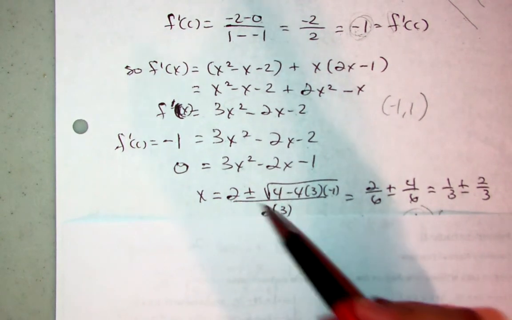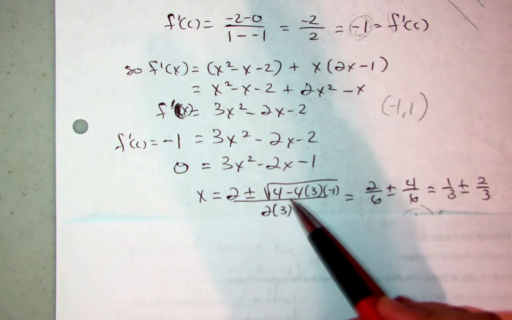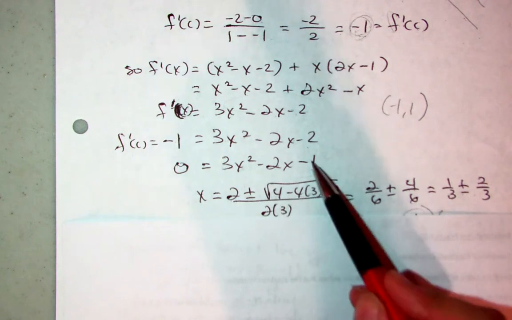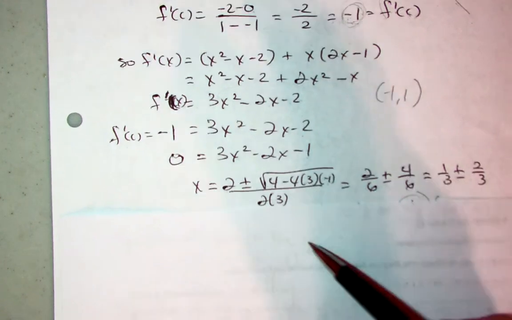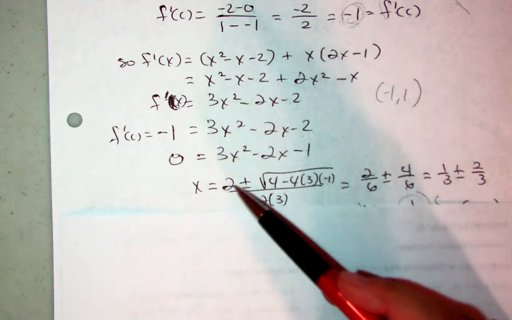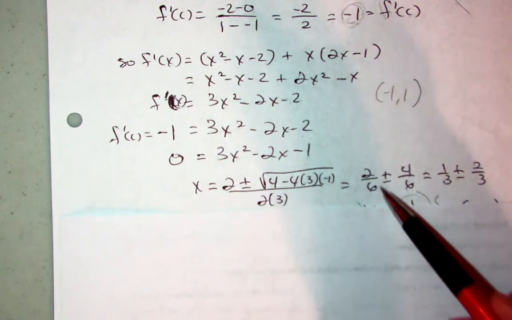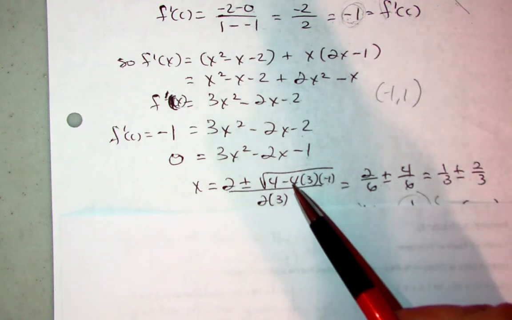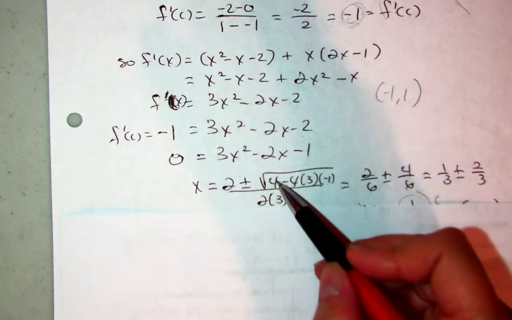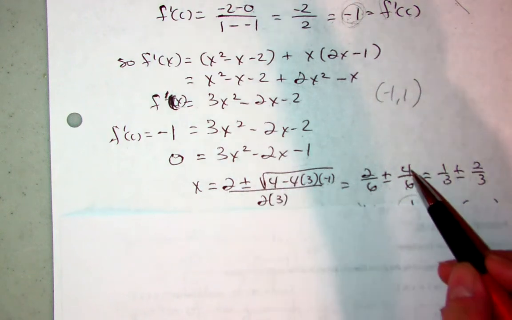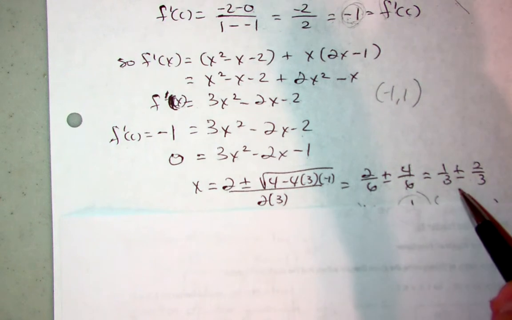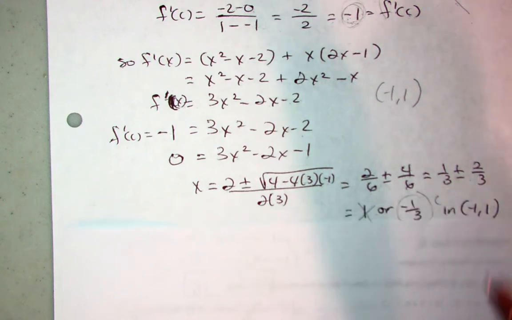Negative b plus or minus the square root of b squared minus 4 times a times c, all over 2 times a. I go ahead and proceed to clean that up. 2 over 6 plus or minus, let's see, what is that? That is going to be a positive 12 and a positive 4. There's a positive 16, so the square root of a positive 16 is 4, also over 6. So that's 1/3 plus or minus 2/3.